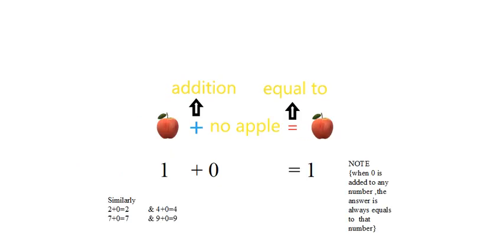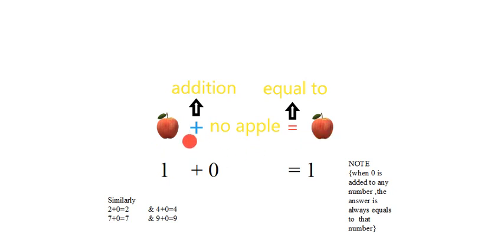If you have one apple, if your mom gives you one apple, and your sister gives you no apple, then how many apples do you have altogether? So kids, you have only one apple. One apple plus 0 apple is always equal to one apple.